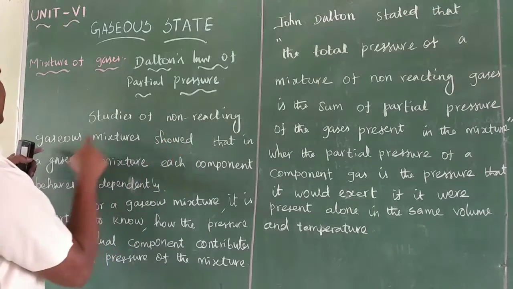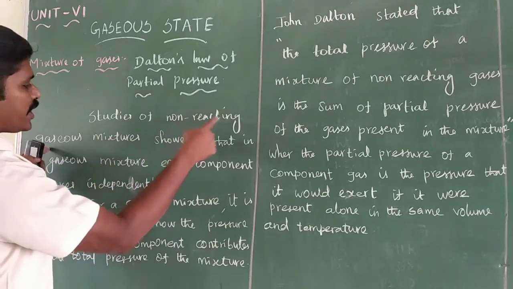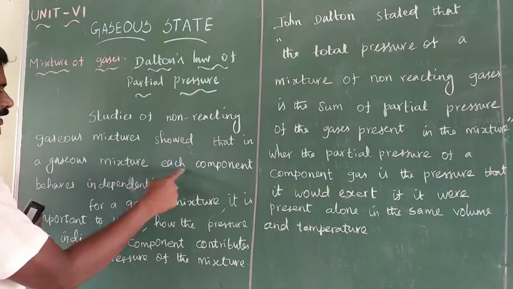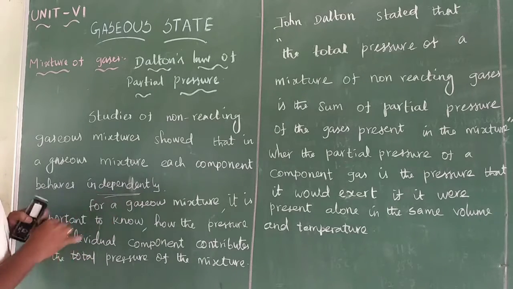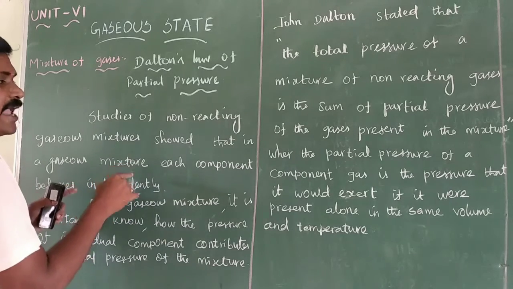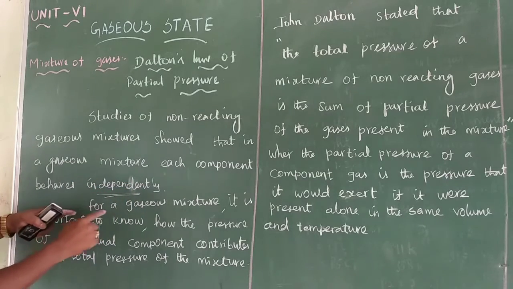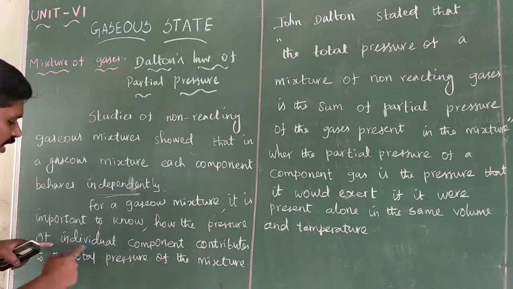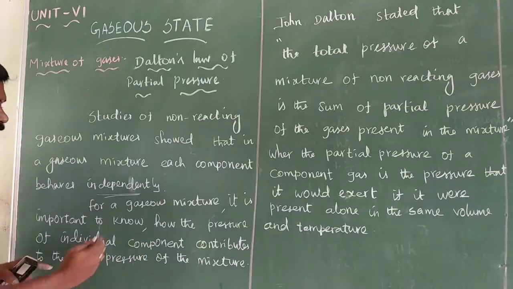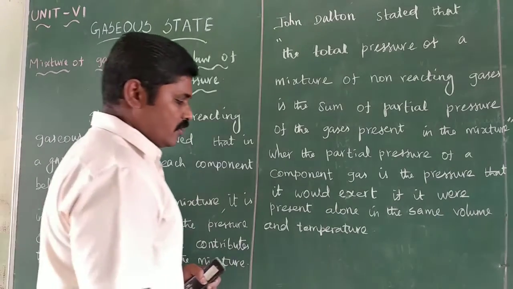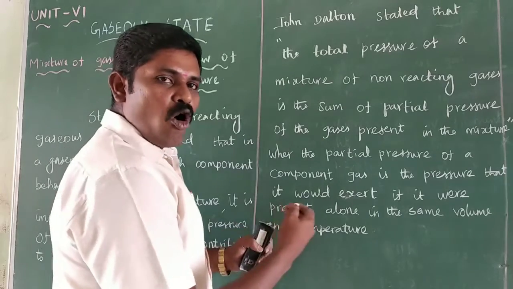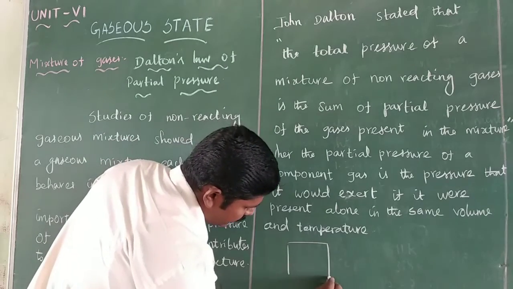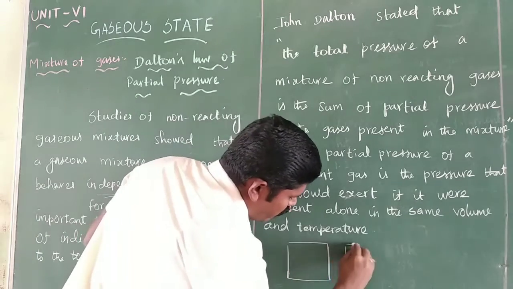Studies of non-reacting gaseous mixtures show that in a gaseous mixture, each component behaves independently. For a gaseous mixture, it is important to know how the pressure of individual components contributes to the total pressure of the mixture. For example, two or more chemically non-reacting gases.